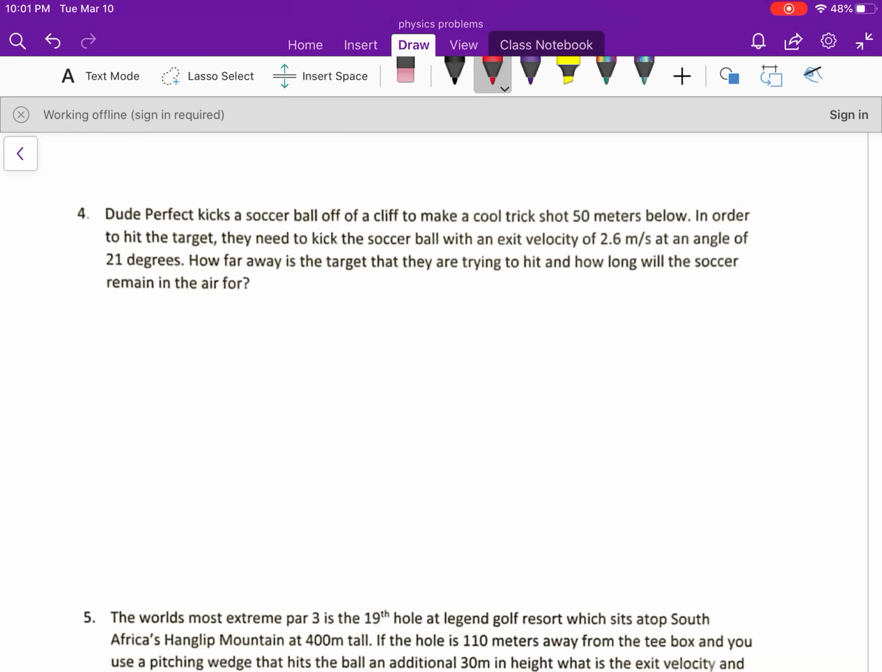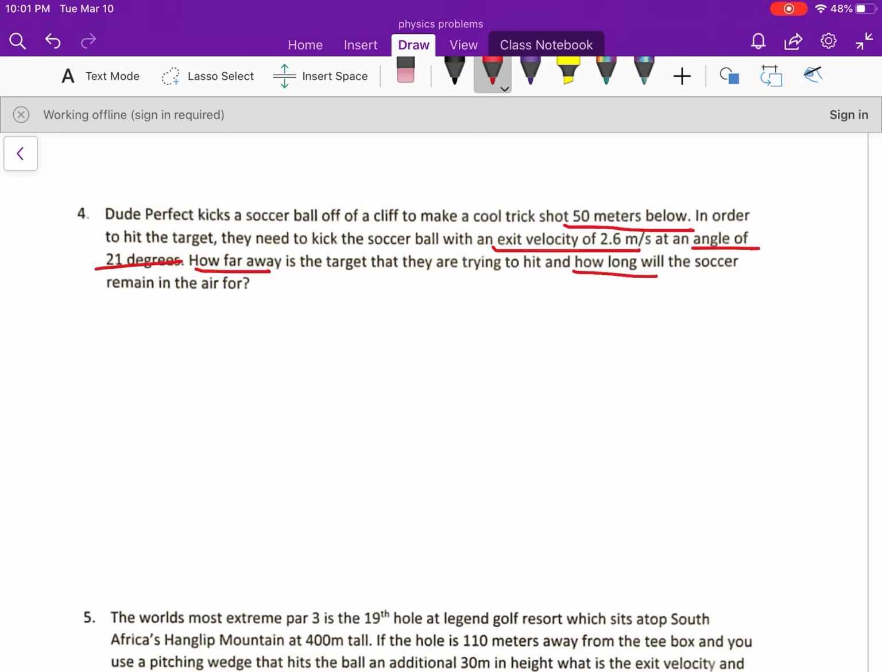Dude Perfect kicks a soccer ball off a cliff to make a cool trick shot that is 50 meters below. In order to hit the target, they need to kick the soccer ball with an exit velocity of 2.6 meters per second at an angle of 21 degrees. We want to know how far away the target is that they're trying to hit and how long the soccer ball will remain in the air.